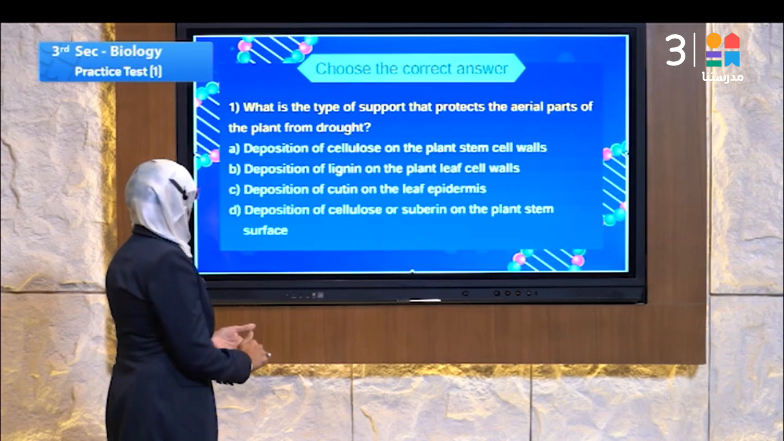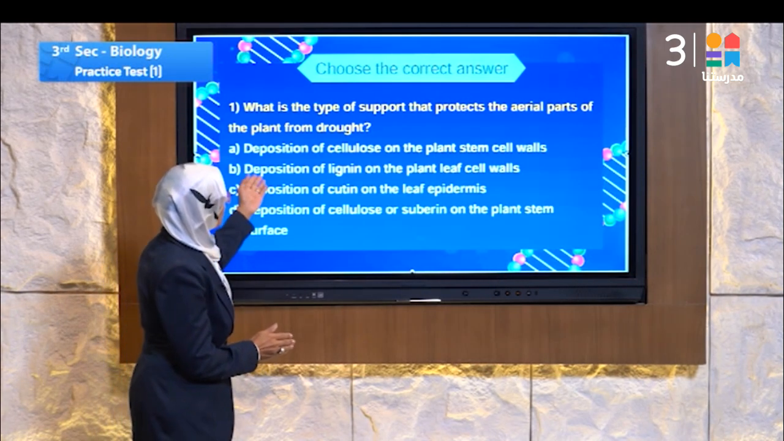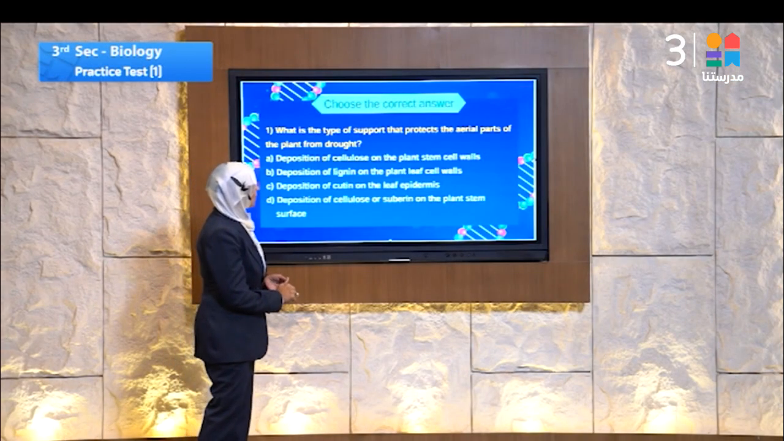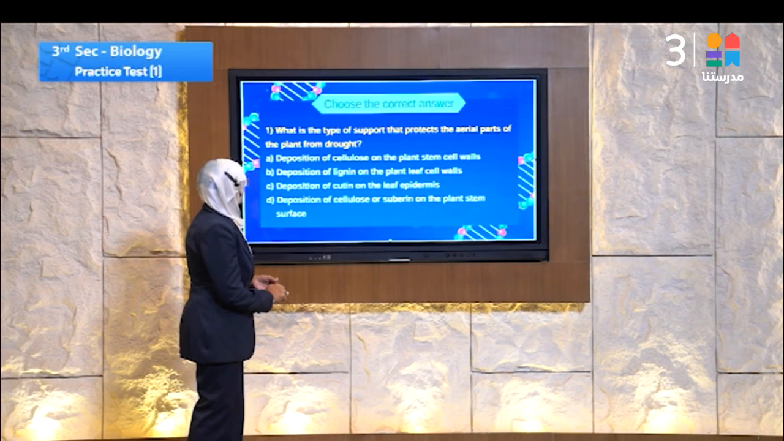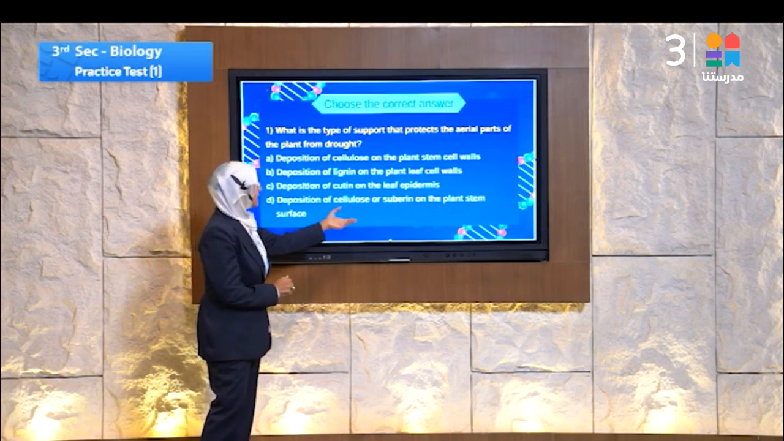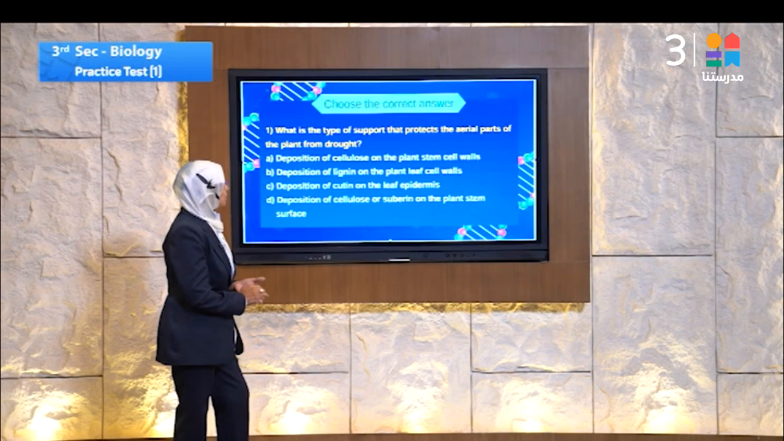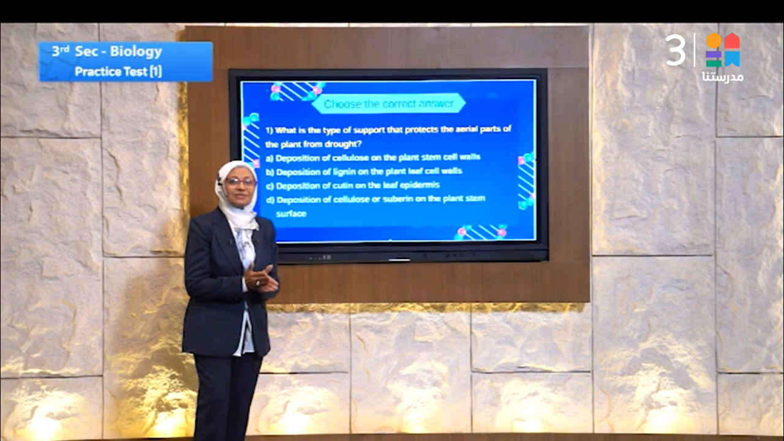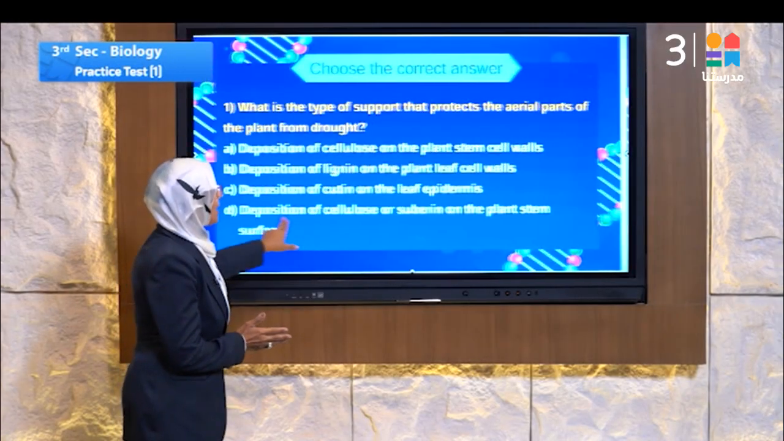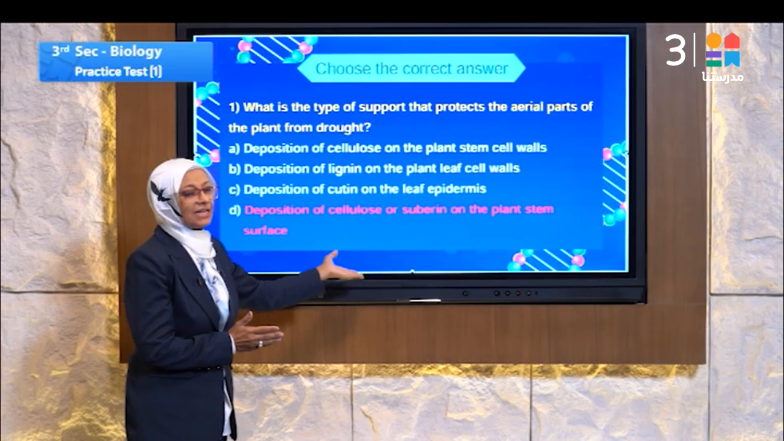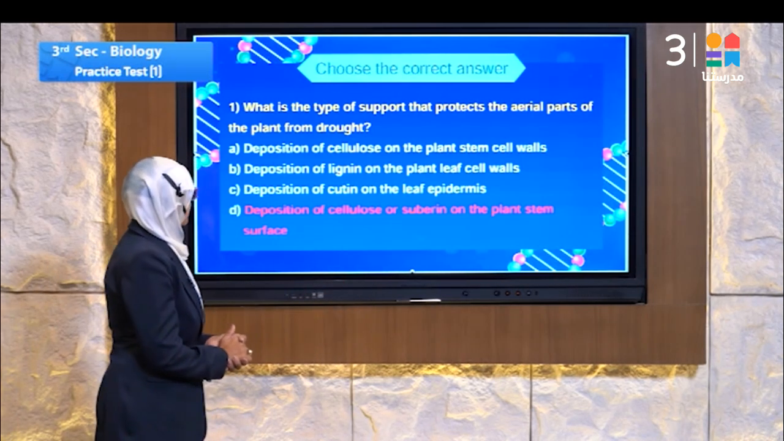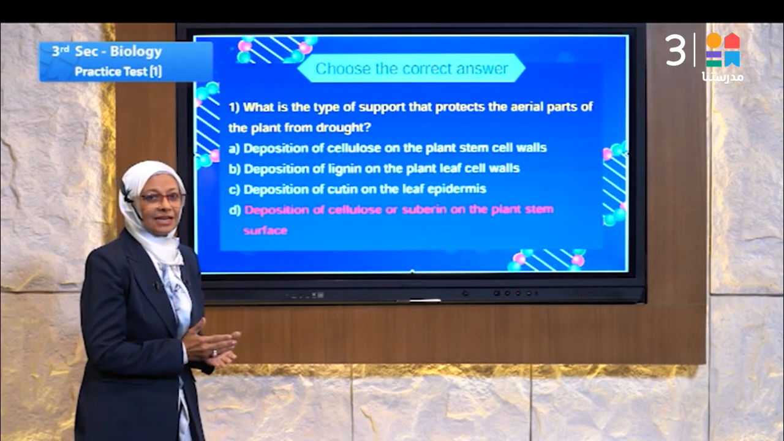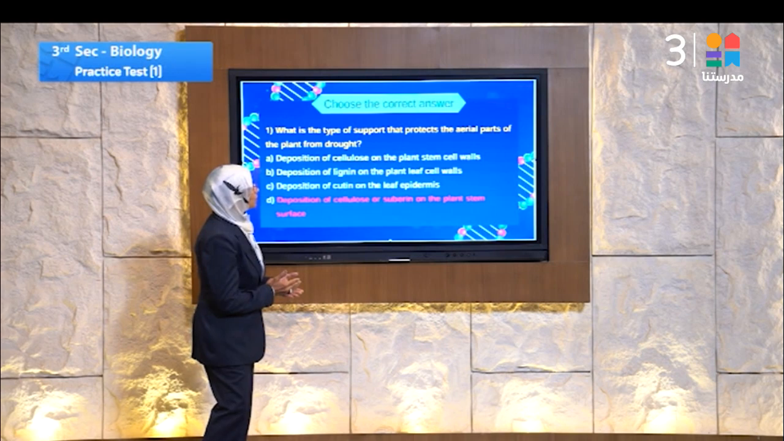Let's read it. Number A, deposition of cellulose on the plant stem cell walls. Number B, deposition of lignin on the plant leaf cell wall. C, deposition of cutin on the leaf epidermis. D, deposition of cellulose or suberin on plant stem surface. Now you must find the answer. The answer will be number D, deposition of cellulose or suberin on plant stem surface. It supports and protects the aerial parts of the plant from drought.